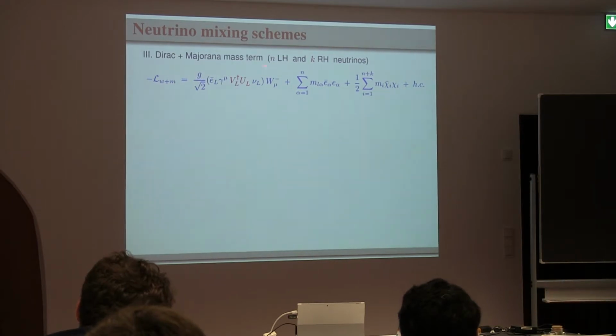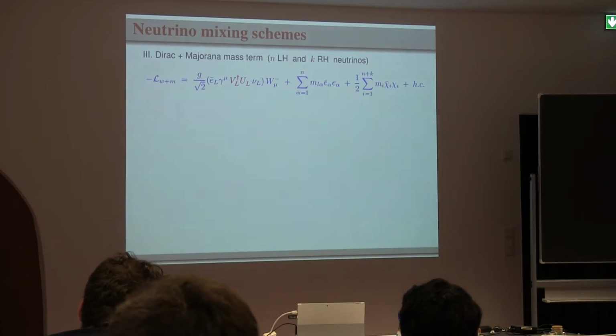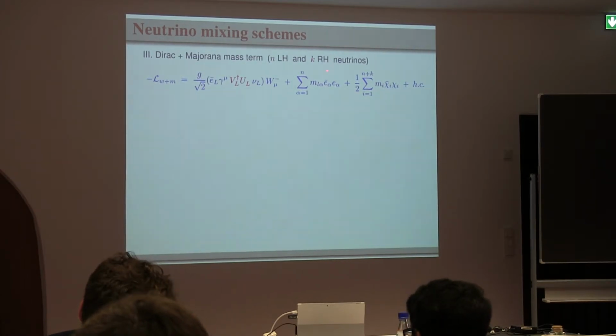And we have, again, the charged-current interaction. Now, the difference is that the number of mass eigenstates in the neutrino mass matrix is not equal to n, it's equal to n plus k. We have n plus k different Majorana neutrinos in this case. If we have Majorana mass terms present, the mass eigenstates are always Majorana particles, always. So in this case, we have n plus k mass eigenstates.